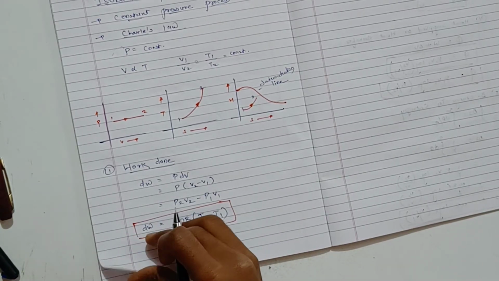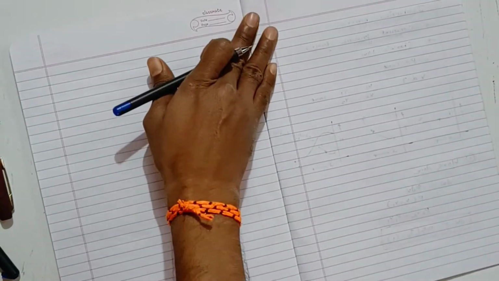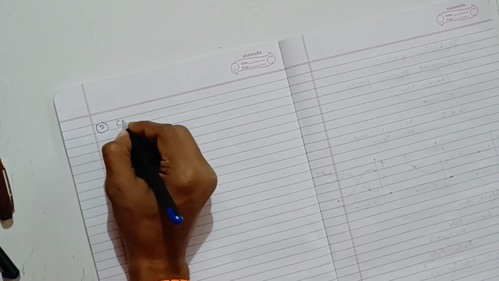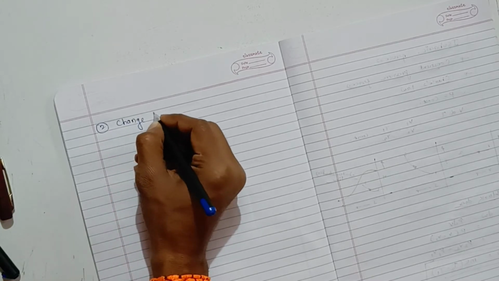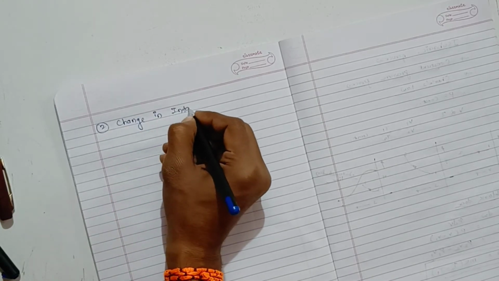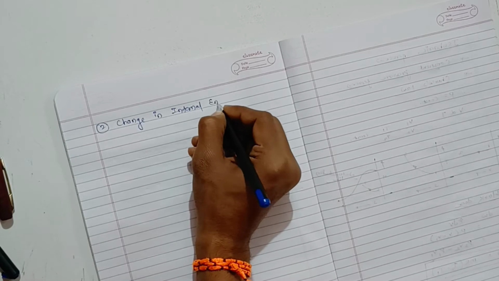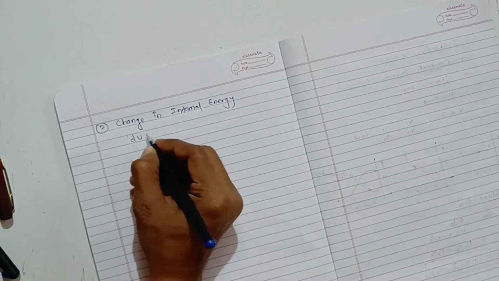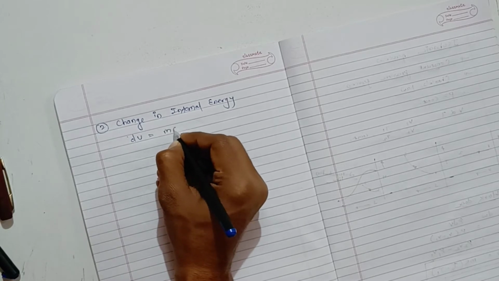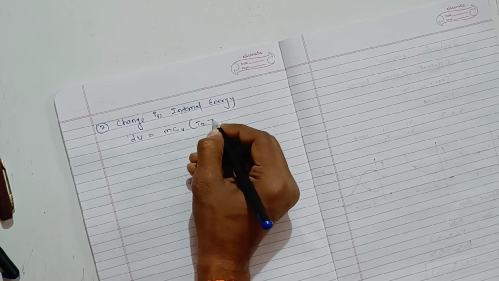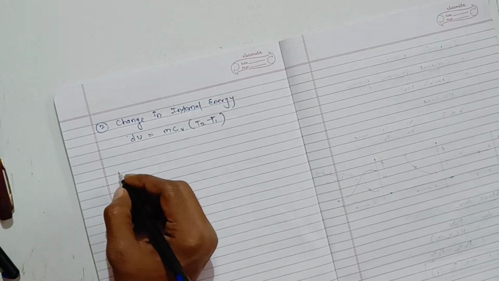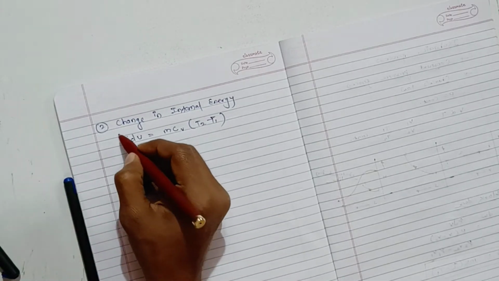Okay, next is the change in internal energy. We know that the formula for change in internal energy is m Cv (T2 minus T1), simply.